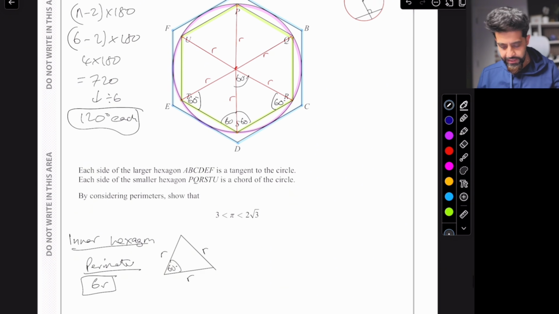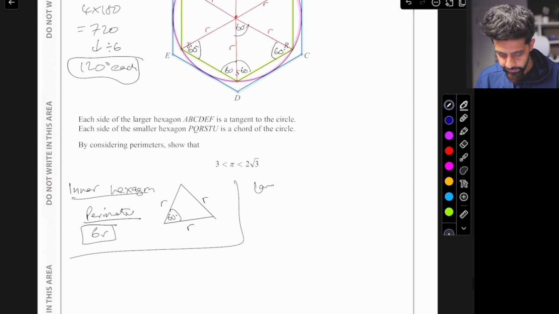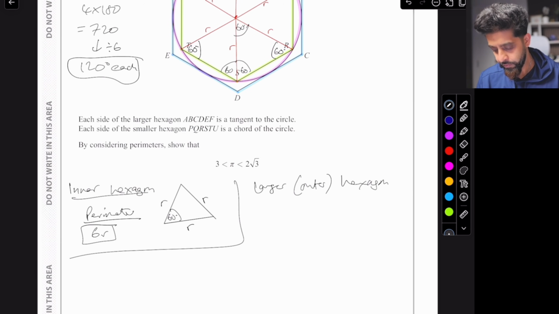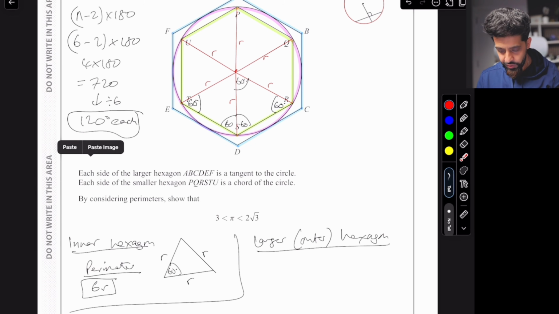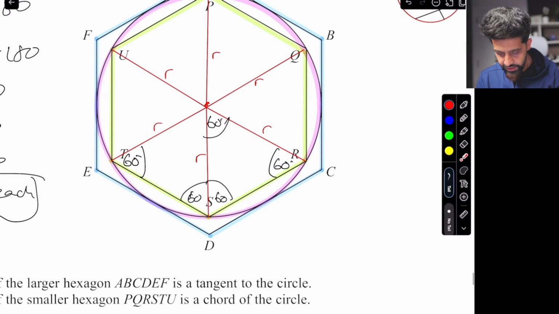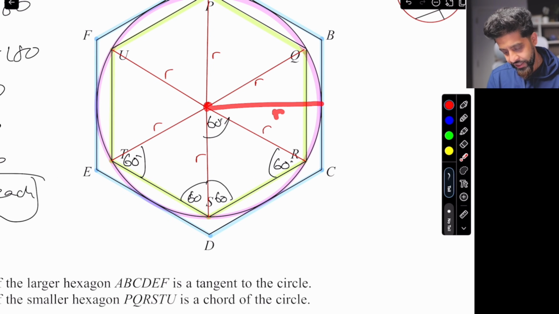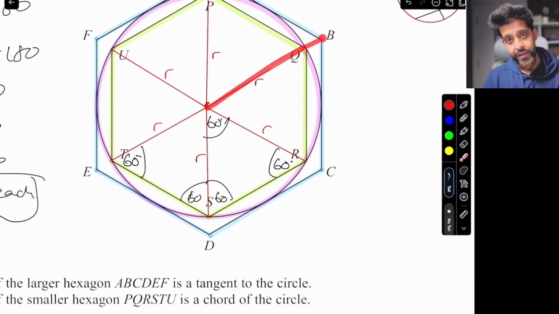Okay, all good. Now, let's focus on the larger outer hexagon. That is the blue one. We were told that it was a tangent to the circle. Remember that? It was a tangent, and a tangent and radius make a 90-degree angle between them. I showed it to you at the beginning, but I did rub it out. So if we start here and go there, that's a radius. But if it goes that way, it's no longer a radius from there to there.